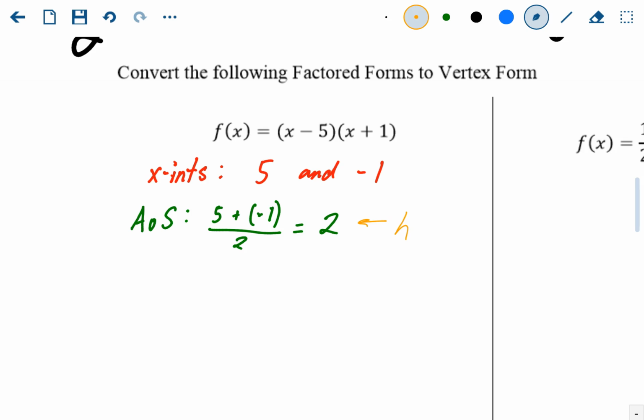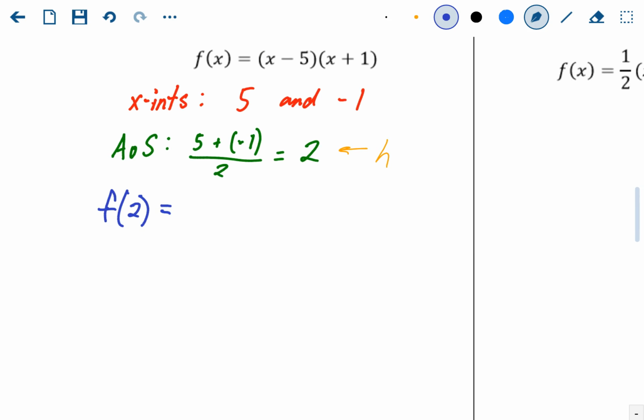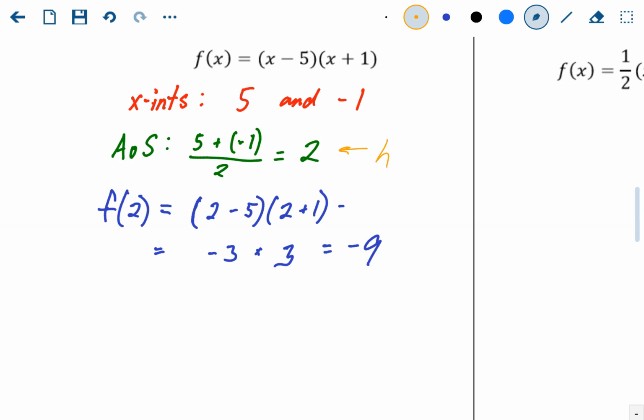To find your k, you're going to have to plug 2 in for x. So you're going to have to find f of 2, which is going to be the y value of the vertex. So it's always this order: x-intercepts, axis of symmetry, plug in the axis of symmetry, and then let's figure out what a is. All right, so we're going to plug in 2 for x. So 2 minus 5 times 2 plus 1. 2 minus 5 is negative 3. 2 plus 1 is positive 3. 3 times negative 3 is negative 9. That's k.